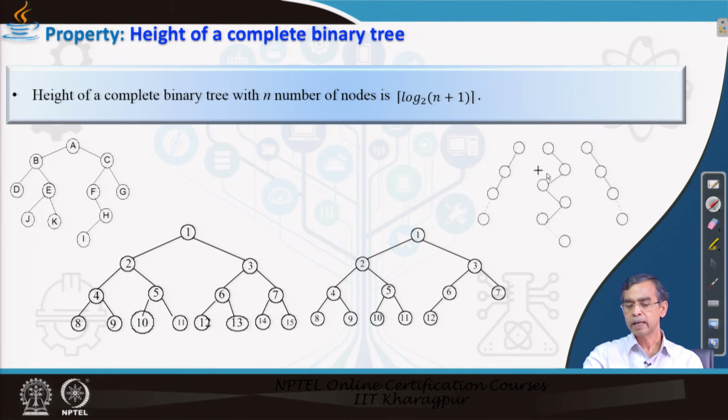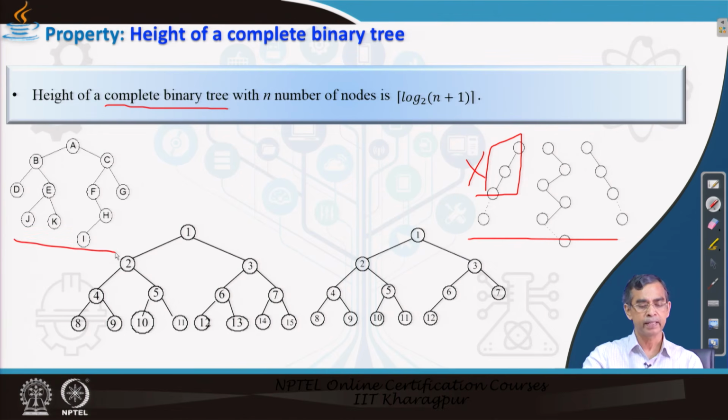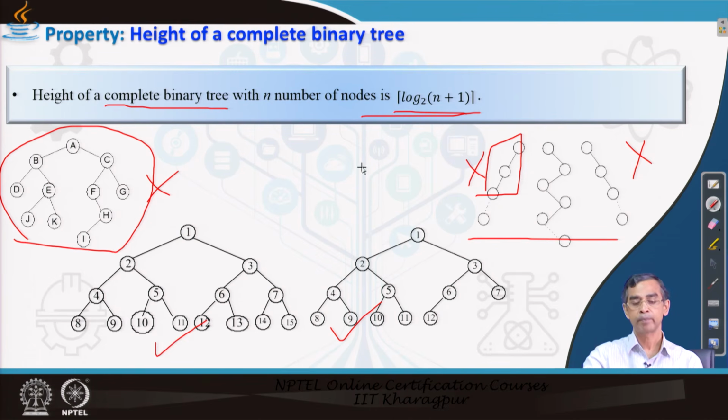Okay, I am sorry, this formula is not valid for every tree. This formula is only valid for a complete binary tree, as this is not a complete binary tree, so this formula is not valid. So that is why we could not find the height for this, and this is also not a complete binary tree, so you can see this formula is not valid. But this is a complete binary tree, so the formula is valid, and this is also a complete binary tree, so the formula is valid. So this formula is valid only for a complete binary tree. This is another interesting property that you can have.